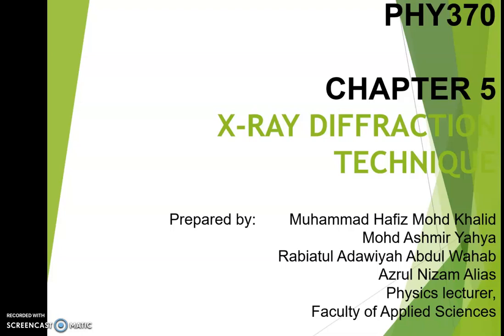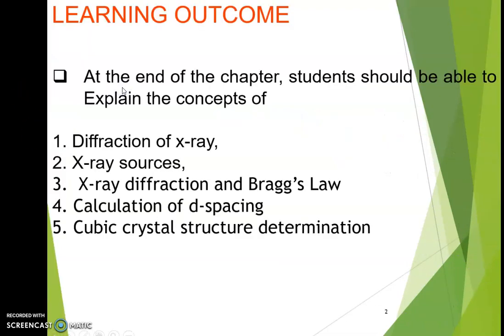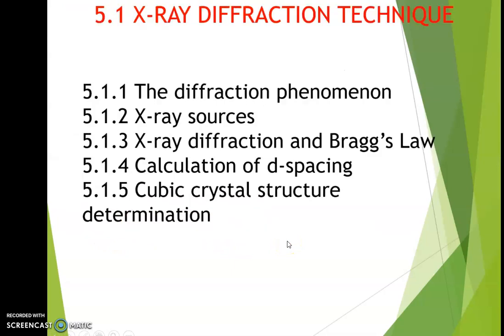Today we are going to discuss chapter 5, which is X-ray diffraction technique, code PHY370. So, learning outcome. At the end of the chapter, students should be able to explain the concept of, first, diffraction of X-ray phenomena; second, X-ray sources; third, X-ray diffraction and Bragg's law, calculation of d-spacing; and the last one, cubic crystal structure determination.